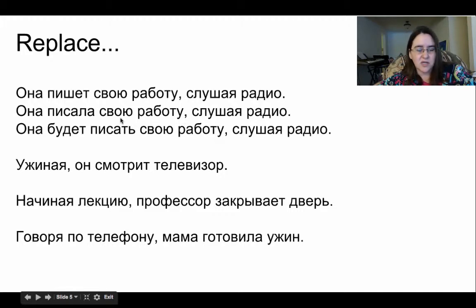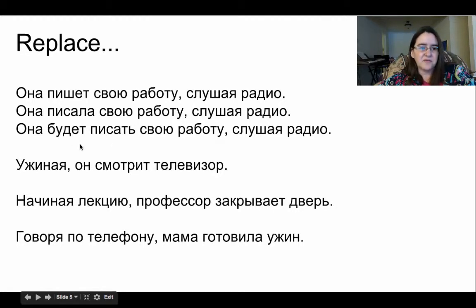She was working on her paper while listening to the radio. Она будет писать свою работу, слушая радио. She will be writing her paper while listening to the radio. Here, all of these look the same. The only way we can tell the difference in the meaning is by the other verb's tense. So here present tense, here past tense, and here future tense.